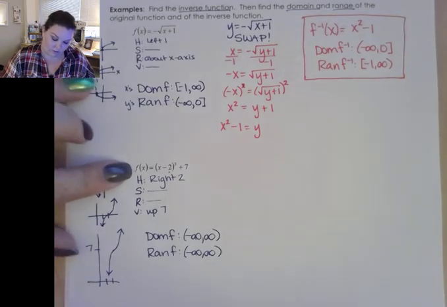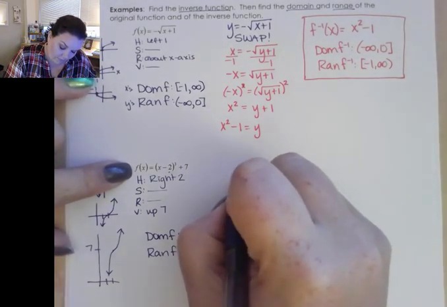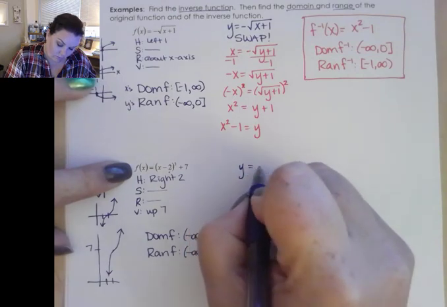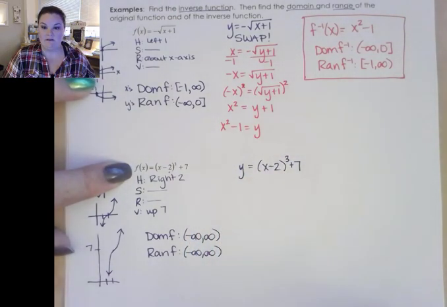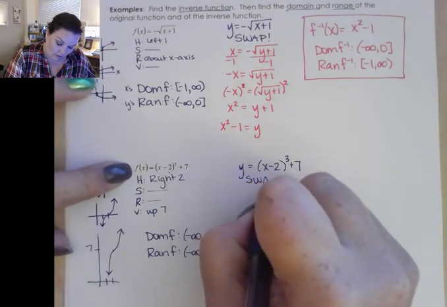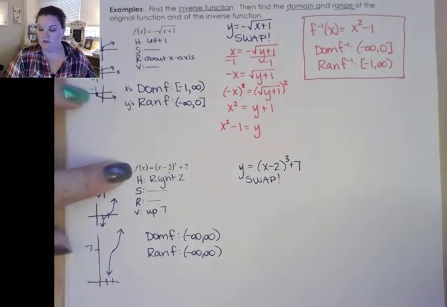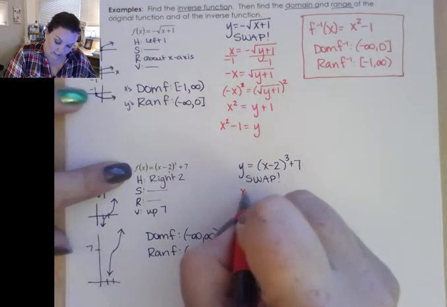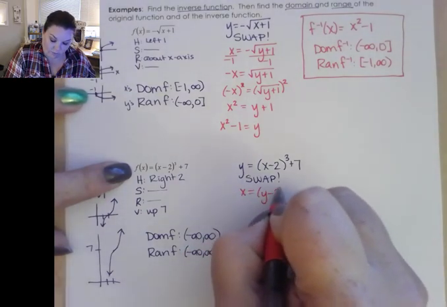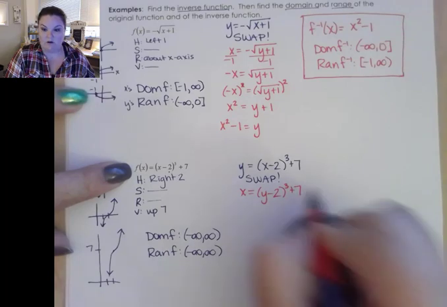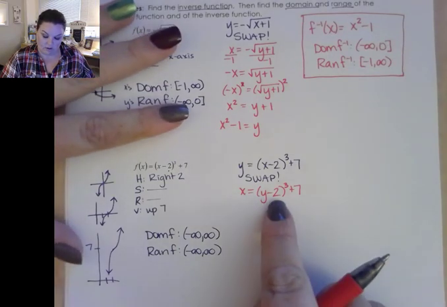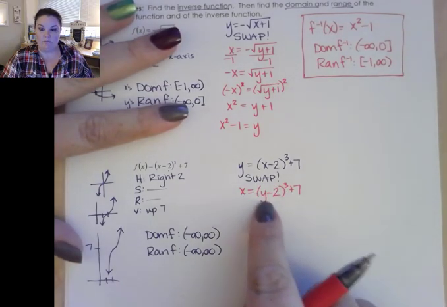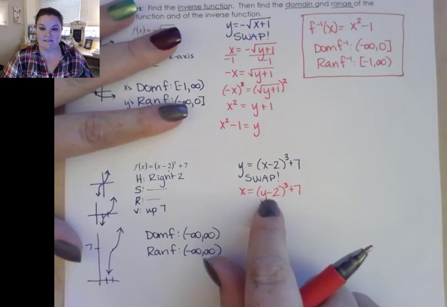So we're going to take our original function, take it out of function notation. So we have y is equal to the quantity x minus 2 cubed plus 7. And then we're going to swap all of our variables. So everywhere we see a y, we're going to put an x. Everywhere we see an x, we're going to put a y. And now we're going to resolve this for y to get our inverse function. So first thing I need to do is get the cubic quantity isolated, because that's where my y is.